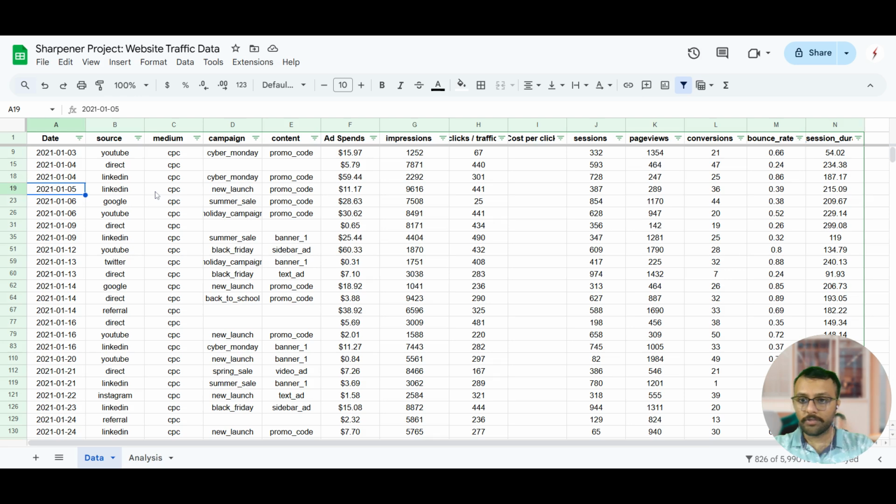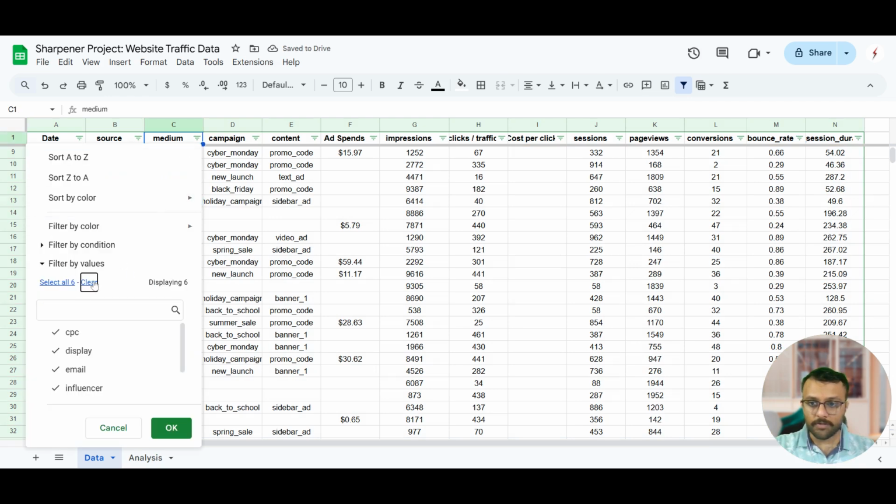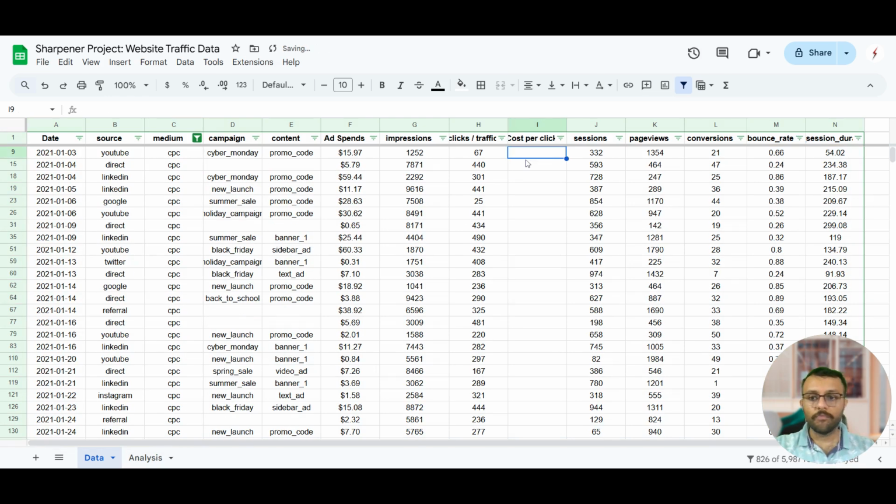I actually applied a filter already, is it? Let me just reapply this filter. Right. So cost per click. What we do is we divide our total ad spends by our clicks. So $0.24, this is how much it has cost us to achieve one click on 3rd January via YouTube.